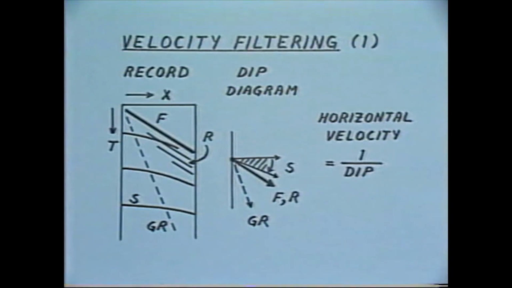The next process is velocity filtering. This is used to reduce many of the non-random types of noise, and these are mainly noise modes which are generated by the seismic source. And the most common of them are these near-surface waves, some of which are illustrated on this diagrammatic record.